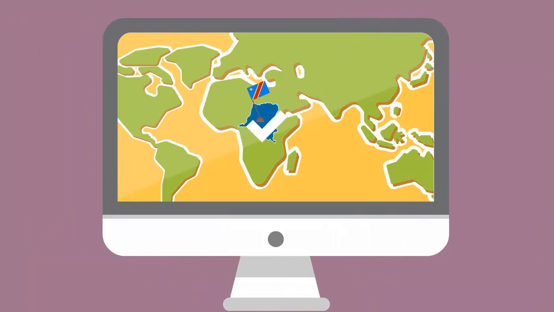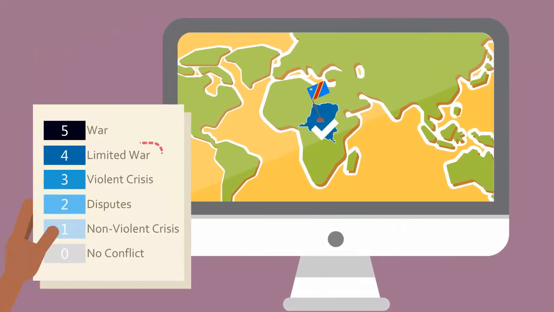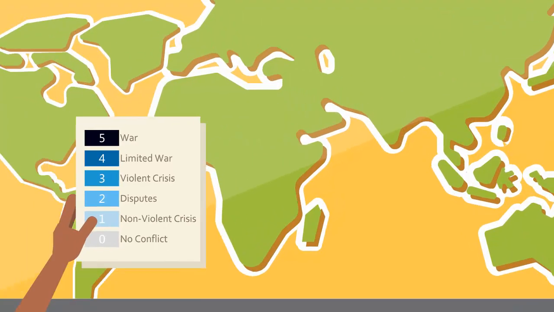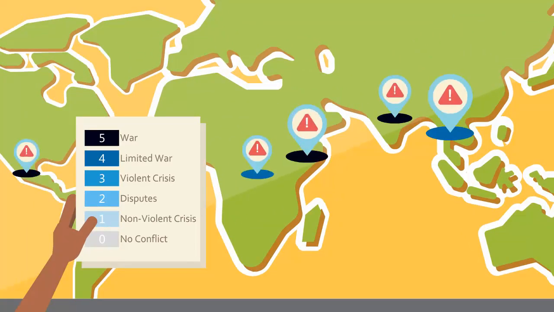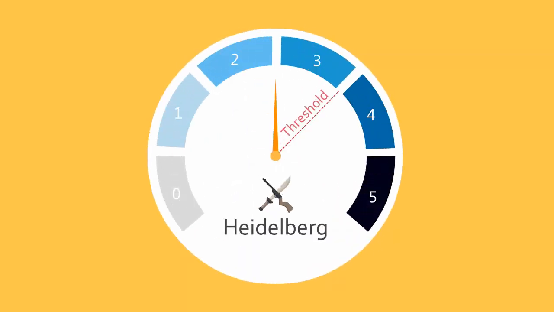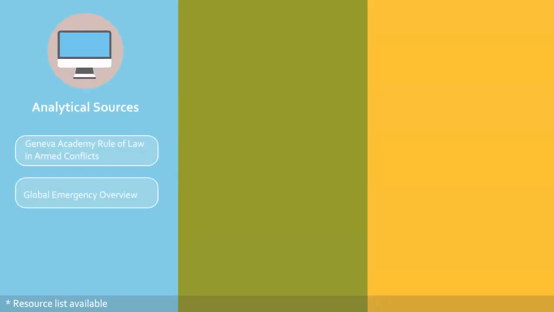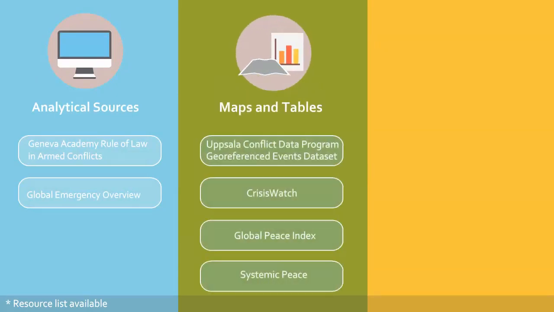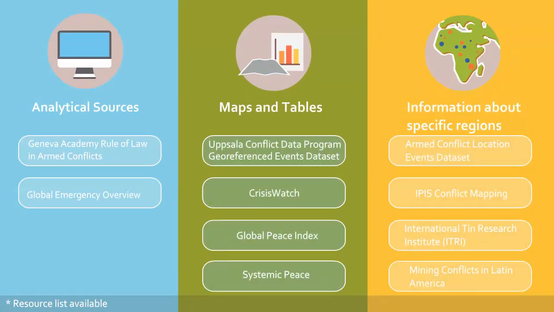This is reasonable. Heidelberg rates the conflict at level 4, limited war. In this case, you might decide that any area rated 4 or higher on Heidelberg is high risk for armed conflict. This is a threshold. For each of the criteria, you need to define a threshold like this one, above which an area is considered high risk. In addition to Heidelberg, you could use these analytical sources, maps and tables, and information about specific regions.